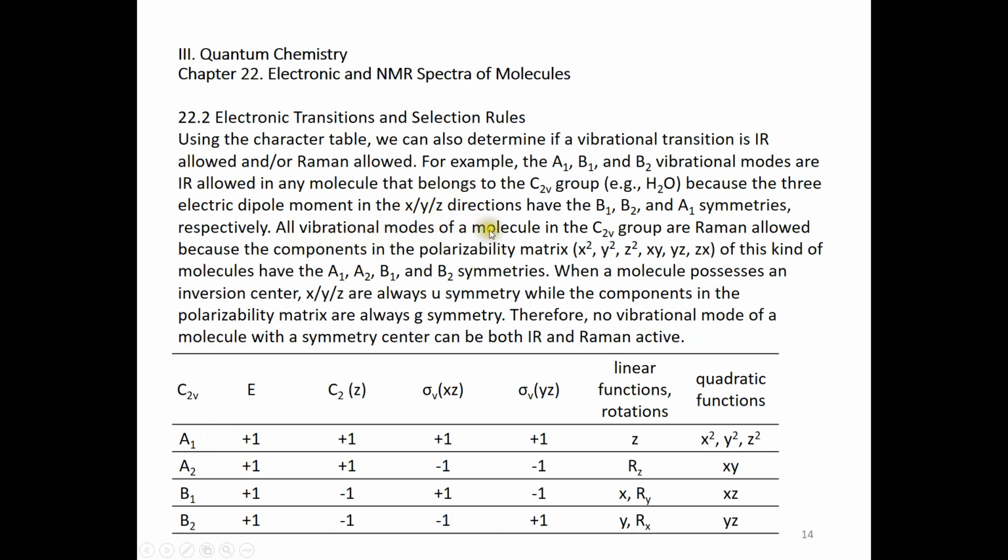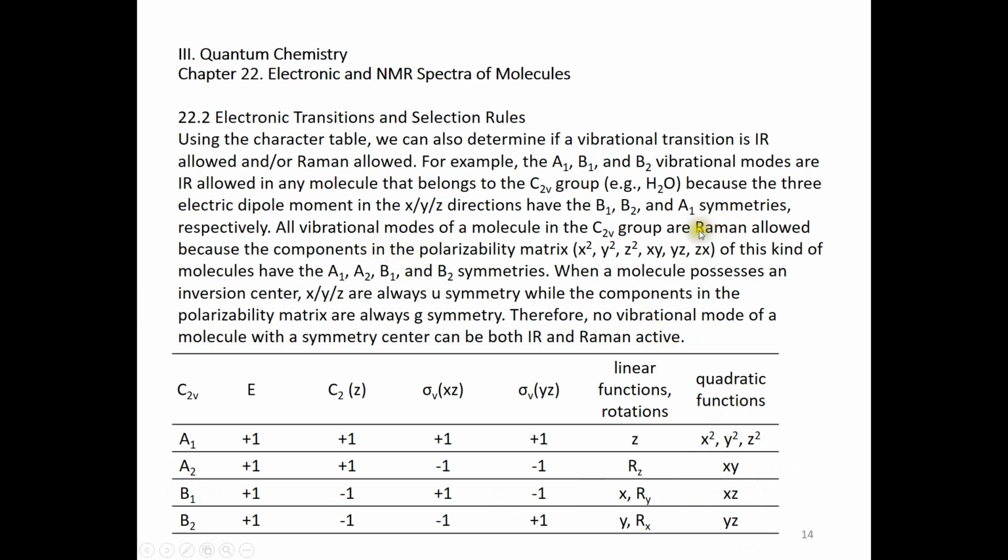All vibrational modes of a molecule in a C2V point group are Raman allowed, because for this to be Raman allowed, you need a vibrational mode with the same symmetry as one of these, either x squared or y squared or z squared or xy, yz, zx. You can see x squared, y squared, z squared, those are A1, xy is A2, xz is B1, yz is B2. So pretty much no matter what you have, if you have A1, A2, B1, or B2, it's going to be Raman allowed.